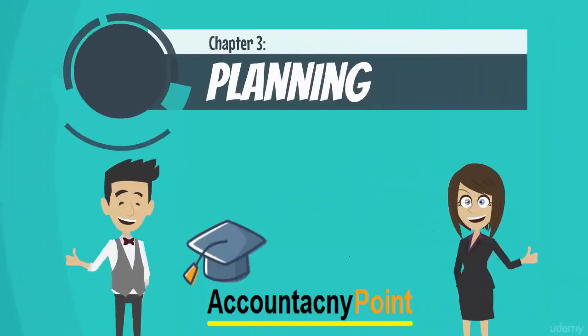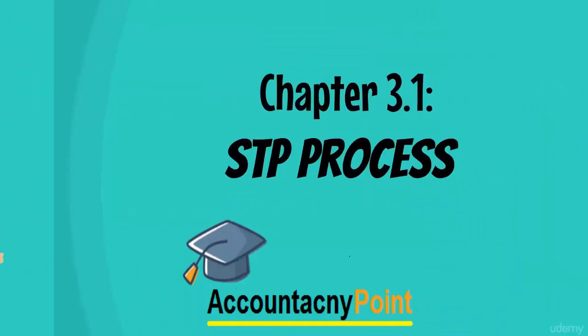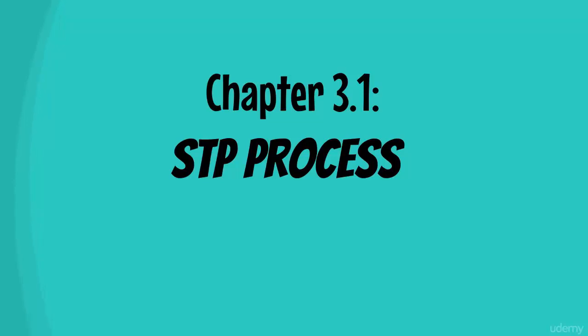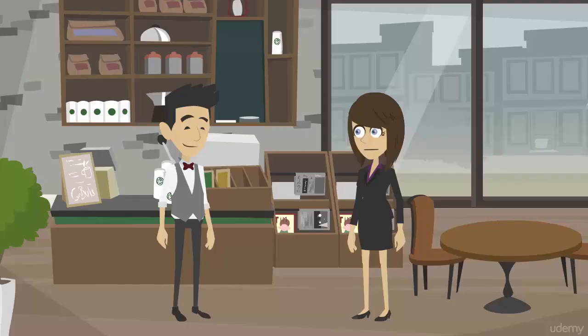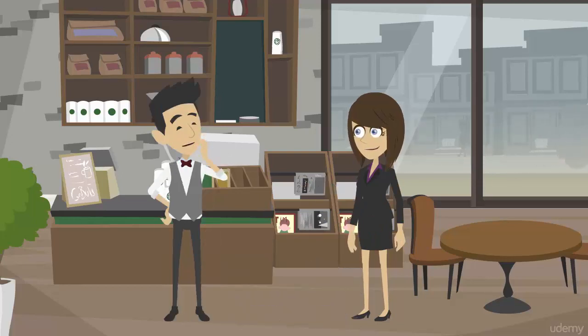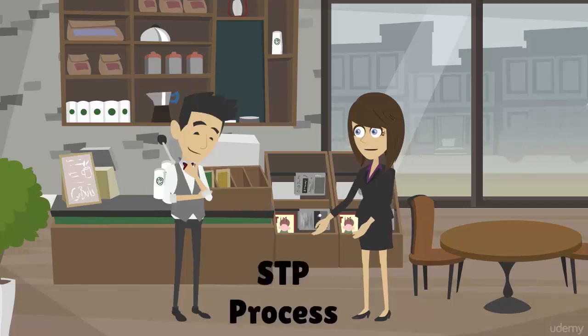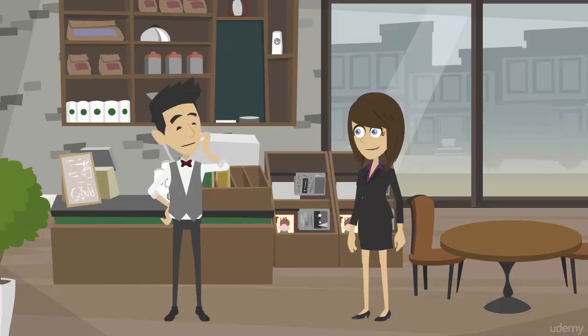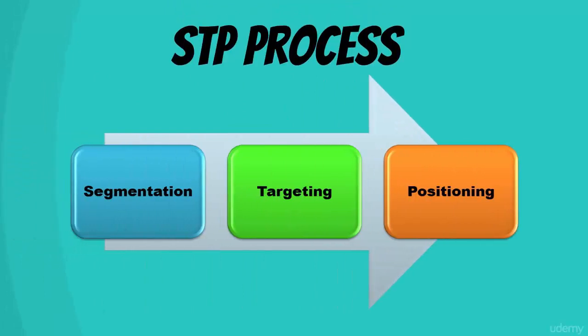Chapter 3. Planning. Chapter 3.1. STP Process. After situation analysis, you can plan the marketing strategy. How do I plan the marketing strategy? You can use the STP process for planning your marketing strategy. STP process? Yeah, STP stands for segmentation, targeting, and positioning.